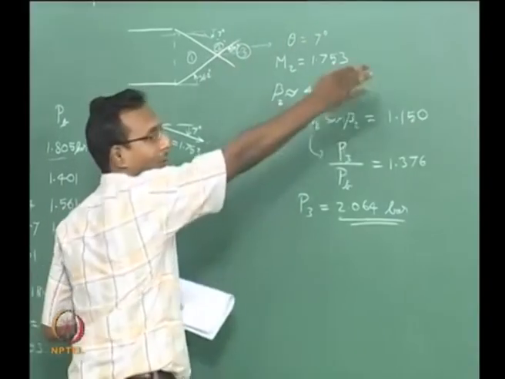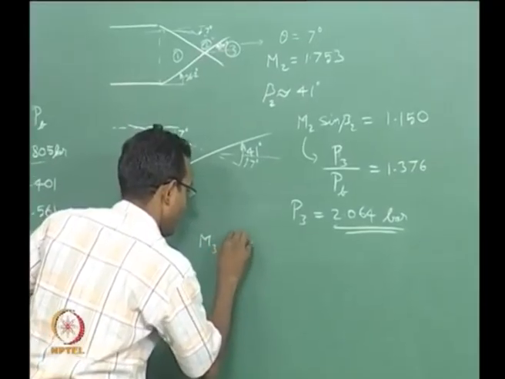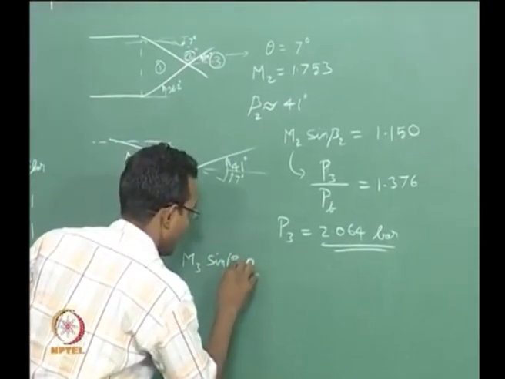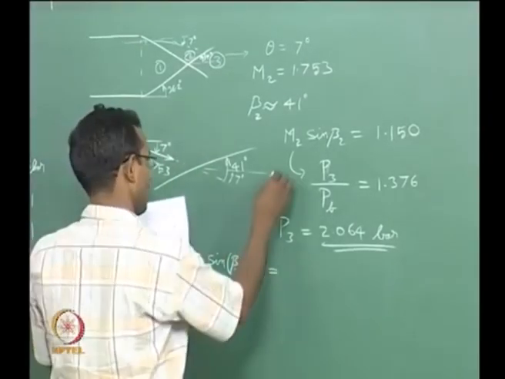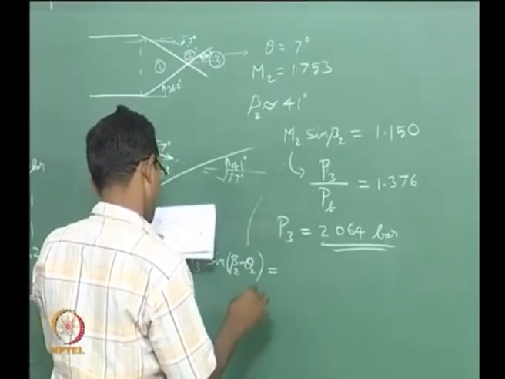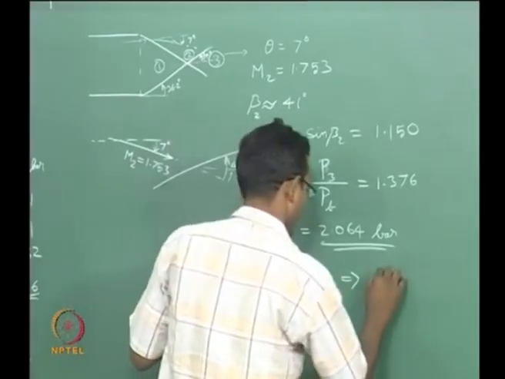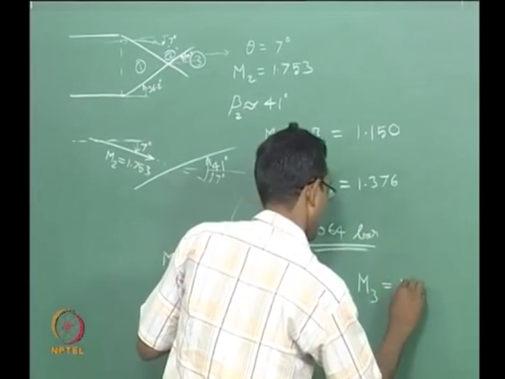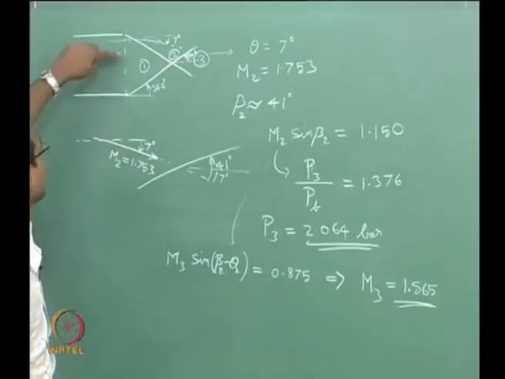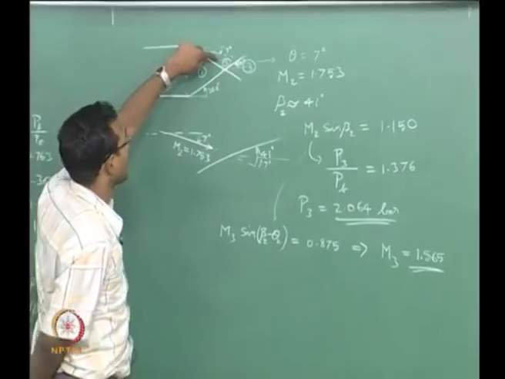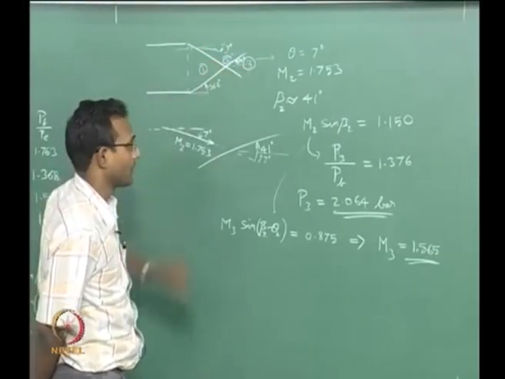And I want to continue the calculation, so I have to find out the Mach number at 3. M3 sin beta minus theta, beta 2 minus theta 2. Again from the same normal shock tables, I will get this information also, and that is 0.875, which tells me that my Mach number at 3 is 1.565. That is, I started with Mach number 2, after the first shock it became 1.753, after the second shock it became 1.565. Those are our numbers currently.